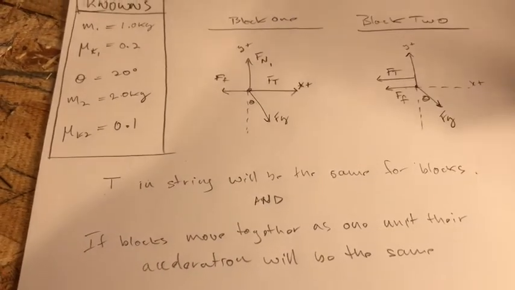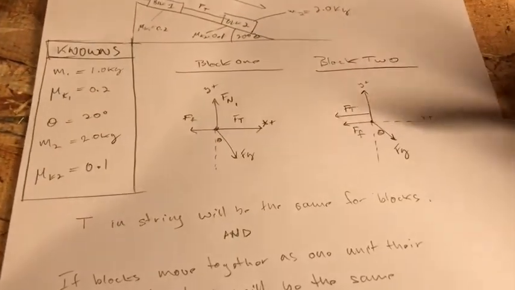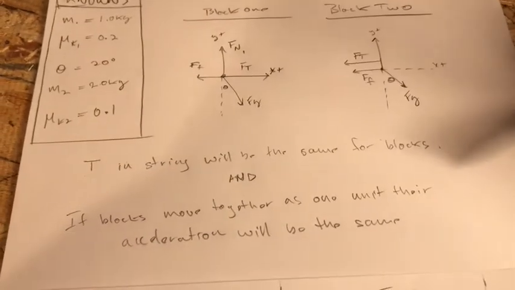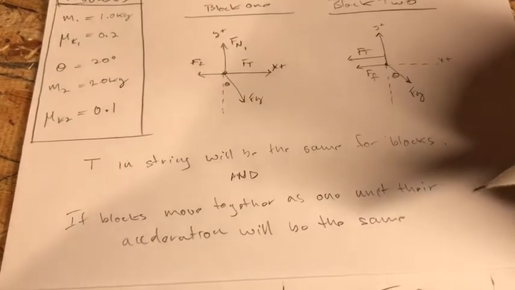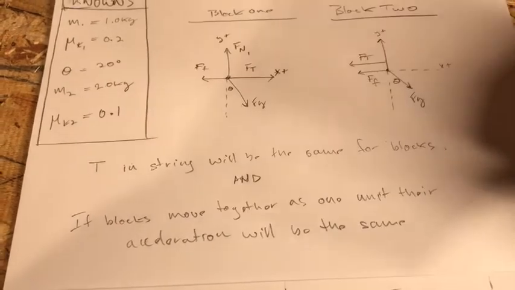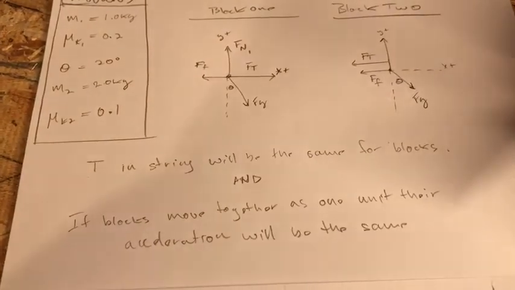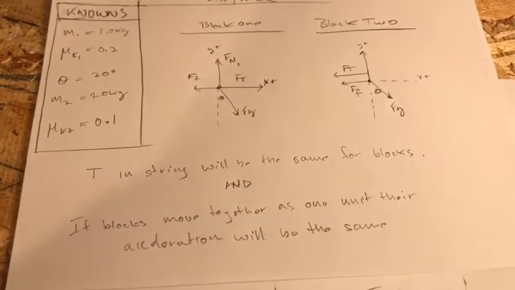We also know that tension in the string will be the same for both of the blocks. That's why they cancel each other out. And if the blocks move together as one unit, their acceleration will also be the same, which we'll see later, I guess.